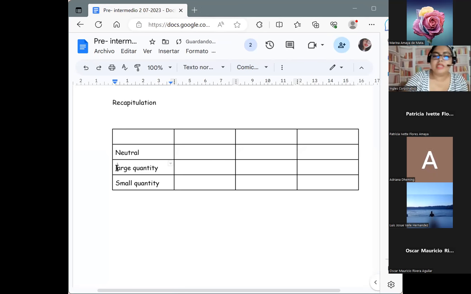This is the same as what we were seeing yesterday, only shorter, just a recapitulation. So, in this case, we have affirmative. Next one is negative. And then we have interrogative.